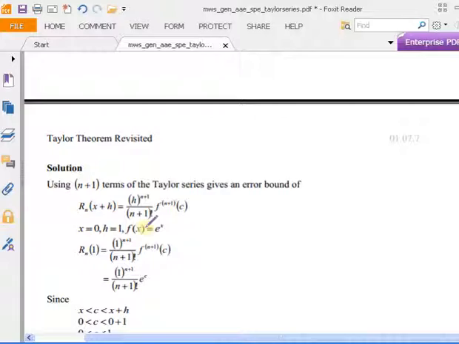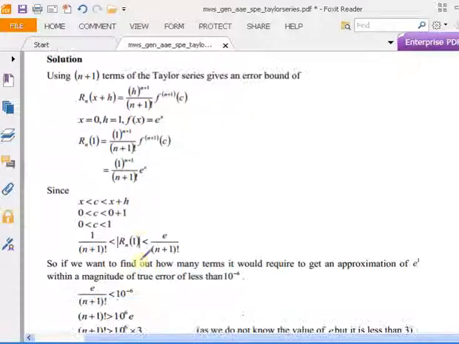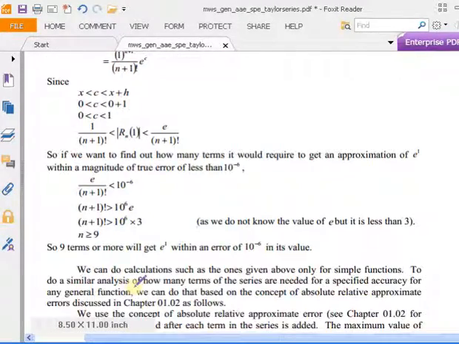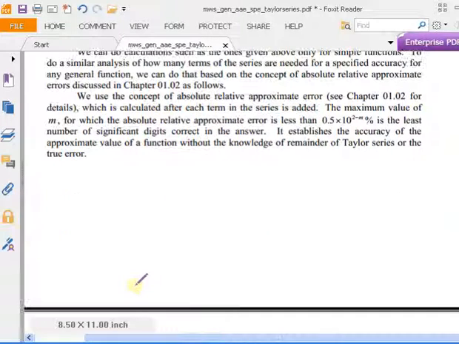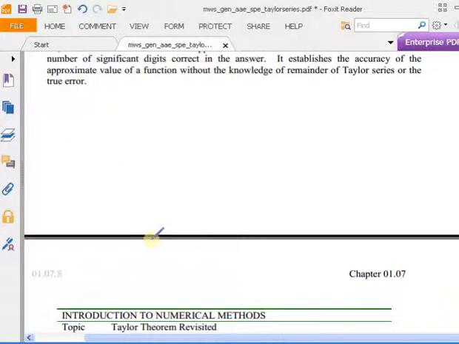He does more examples of finding remainder terms. Okay, so what I'm going to do is do an Excel spreadsheet that computes Taylor series and shows the error of the approximation.